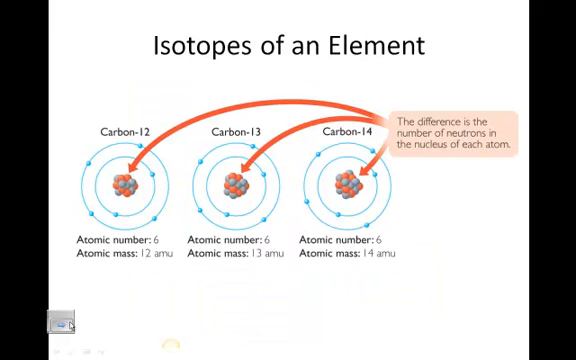Isotopes of an element. Isotopes of an element have the same number of protons, or these red spheres, but a different number of neutrons, or these gray spheres. They all contribute to the mass, and that's why their masses are different, because these 2 isotopes are larger than carbon-12. So that's how isotopes are the same and different. Same atomic number, or protons, but different mass, or neutrons.